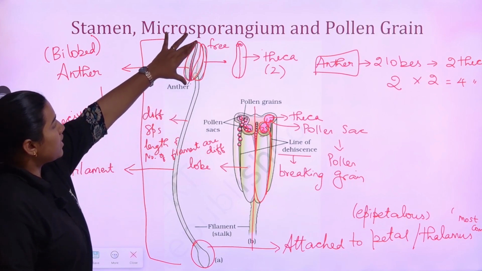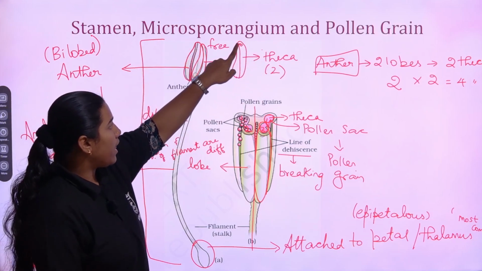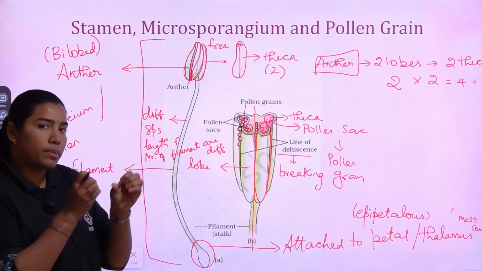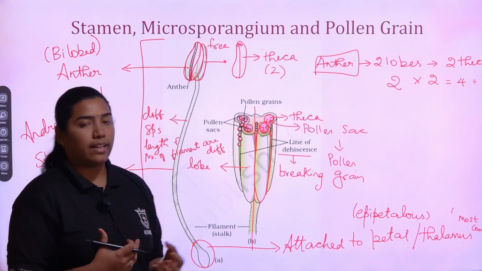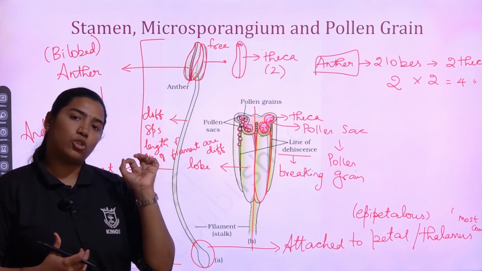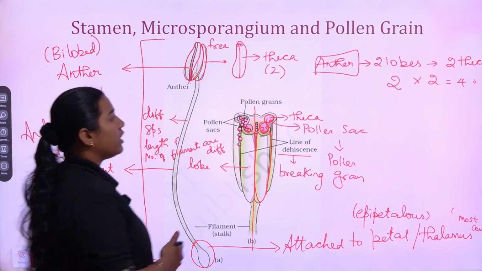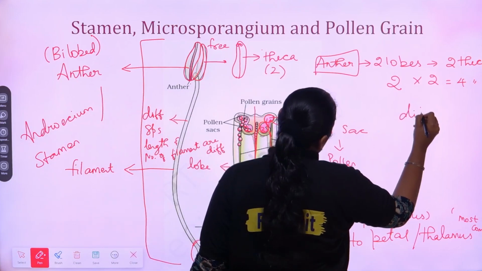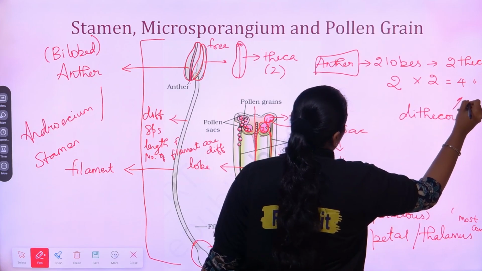Okay, and then this anther has two lobes and each lobe will have two theca, and the line in the center is known as the line of dehiscence. Line of dehiscence breaks and it liberates the pollen grain stored in the pollen sac. Okay, and anther has two lobes, each lobe has two theca, so an anther has four theca. So we call that type of anther dithecous. Dithecous refers to this condition.